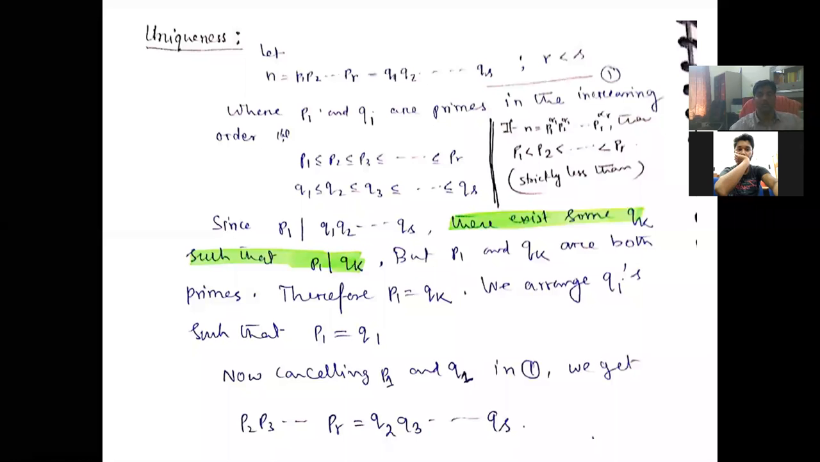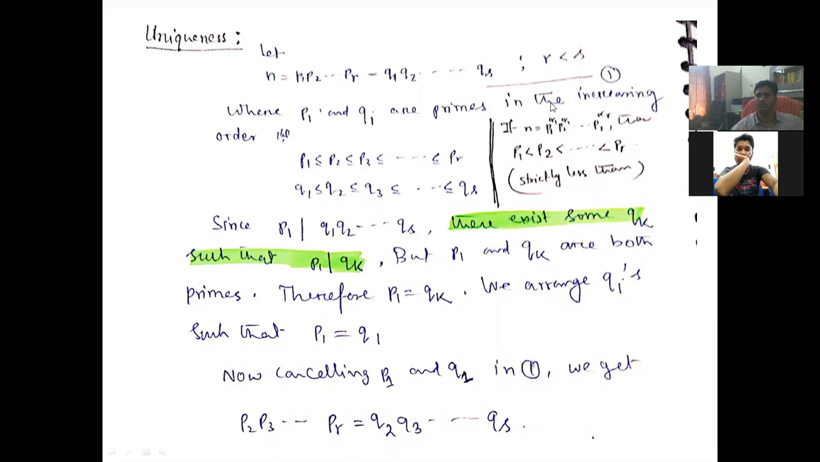Okay, so p1 less than, and these are the orders because increasing order में आपने लिया एक के बाद एक प्राइम आप 2 3 जैसे 5, okay 7 11 like this. So since p1 divides q1 q2 qs, p1 is a factor of this, so p1 divides q1 q2, there exists some qk, you see from here p1 is a factor of this. Okay, so such that p1 equal to qk, but p1 and qk are both primes, therefore p1 equal to qk. We arrange qi such that p1 equal to q1.